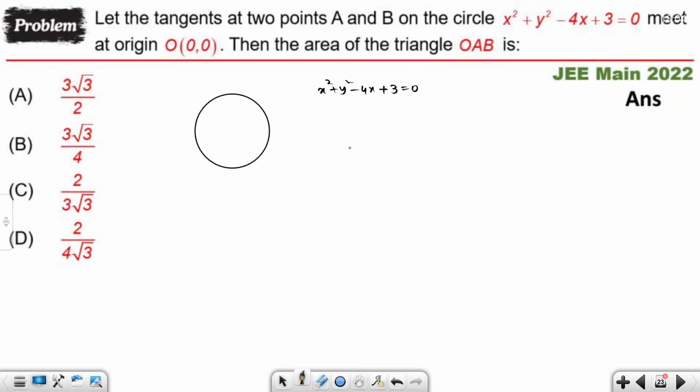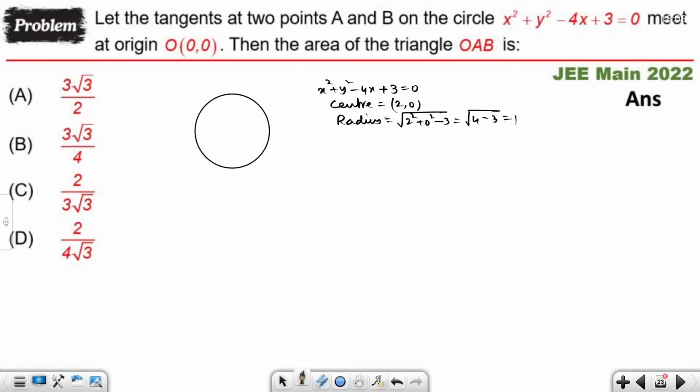Okay. So before doing anything else, first of all, I will find out what is its center and what is its radius. The center we can easily find out. It is basically 2, 0, and the radius will be root over 2 square plus 0 square minus 3. So that gives us 1. So radius is 1, center is at 2, 0.